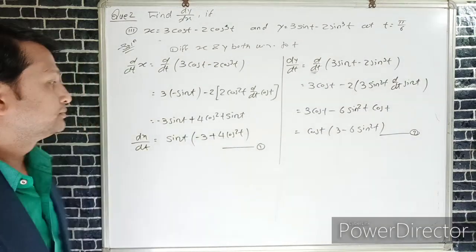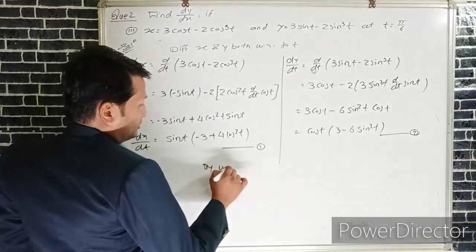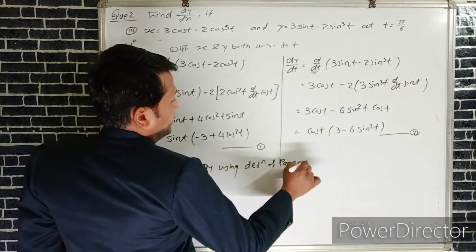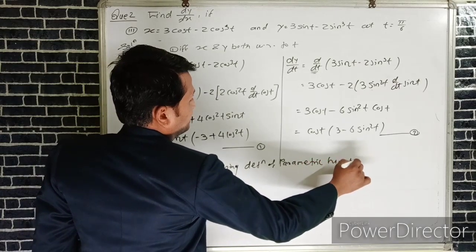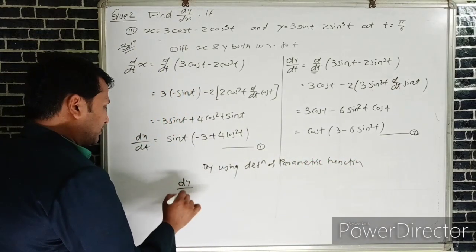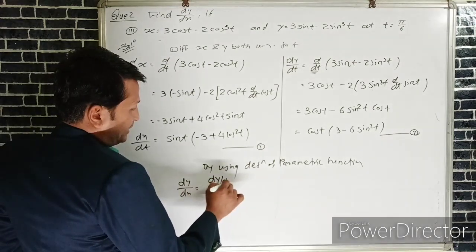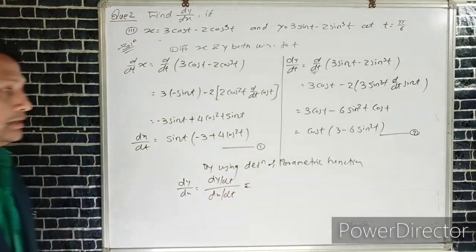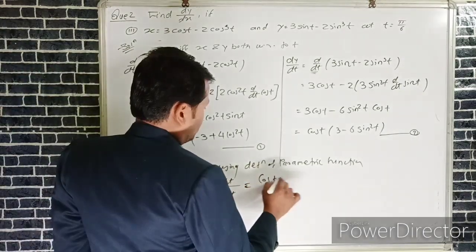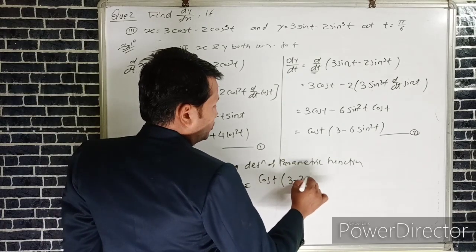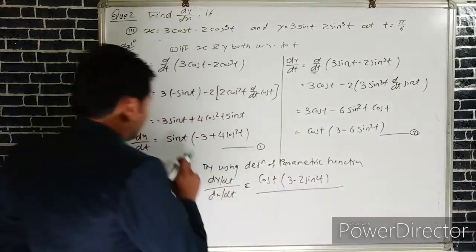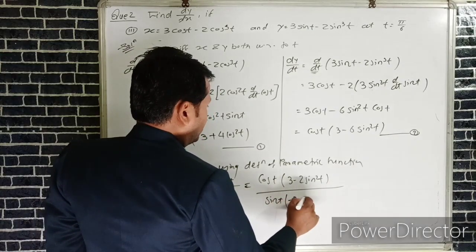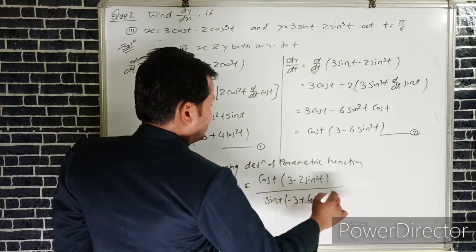By using the definition of parametric function, we can write dy upon dx is equal to dy by dt upon dx by dt. Here the value of dy by dt is cos t into (3 minus 2 sin square t) upon sin t into (minus 3 plus 4 cos square t).